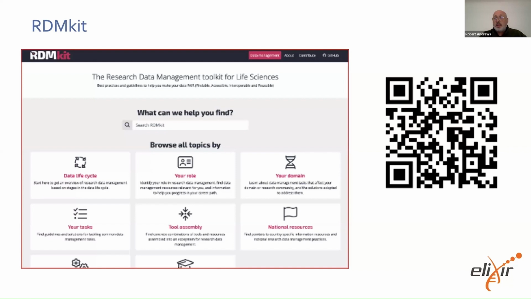And this is what I like. It's really the aggregation and signposting of everything that is out there, and there is a lot out there. So pointing to things and not redoing them. So Elixir have a training registry called TeSS, where we register a lot of the training that is out there, and we've linked these two resources together so that they link to each other.